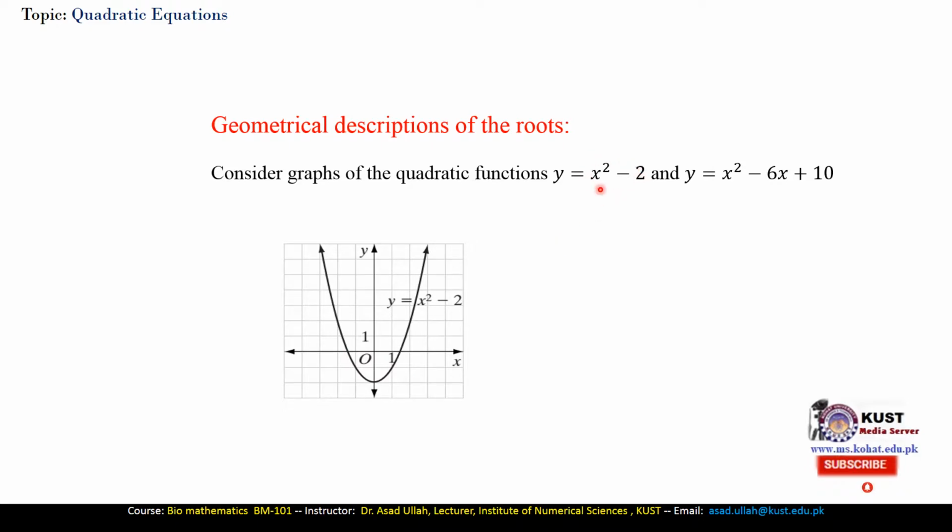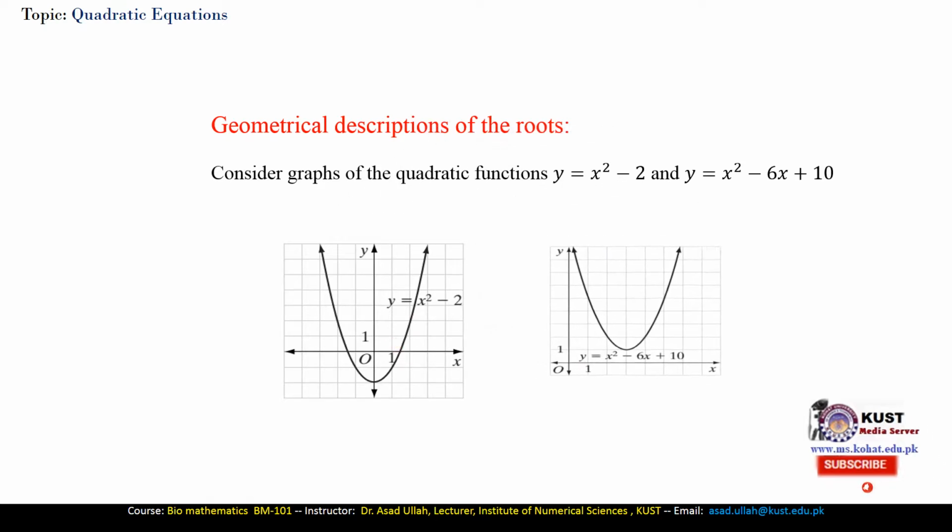In the previous slides, the roots of this quadratic equation were square root of 2 and minus square root of 2. So this point is square root of 2 and this point is minus square root of 2. So those points at which the parabola crosses the x-axis are the roots of the given quadratic equation or the quadratic function.